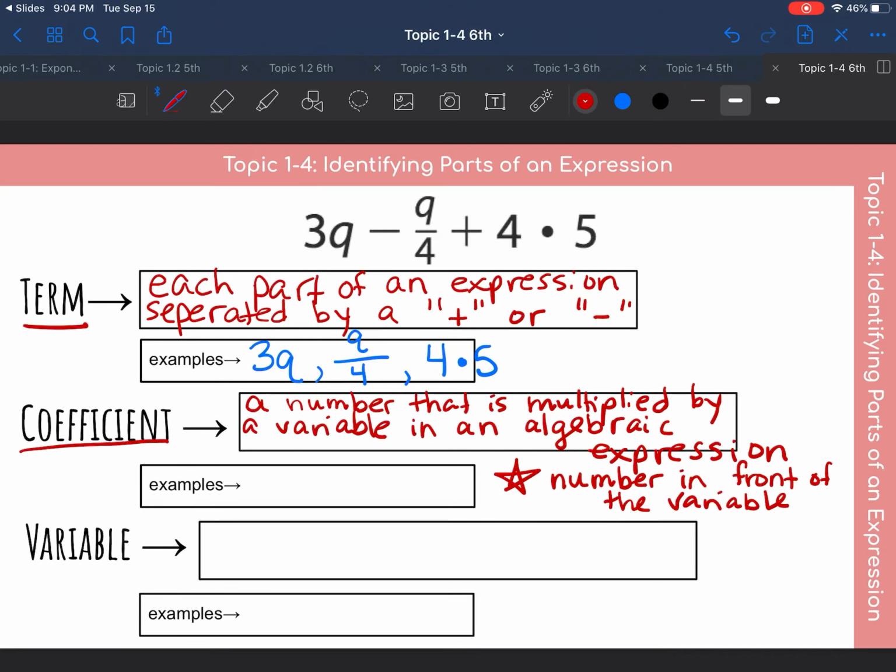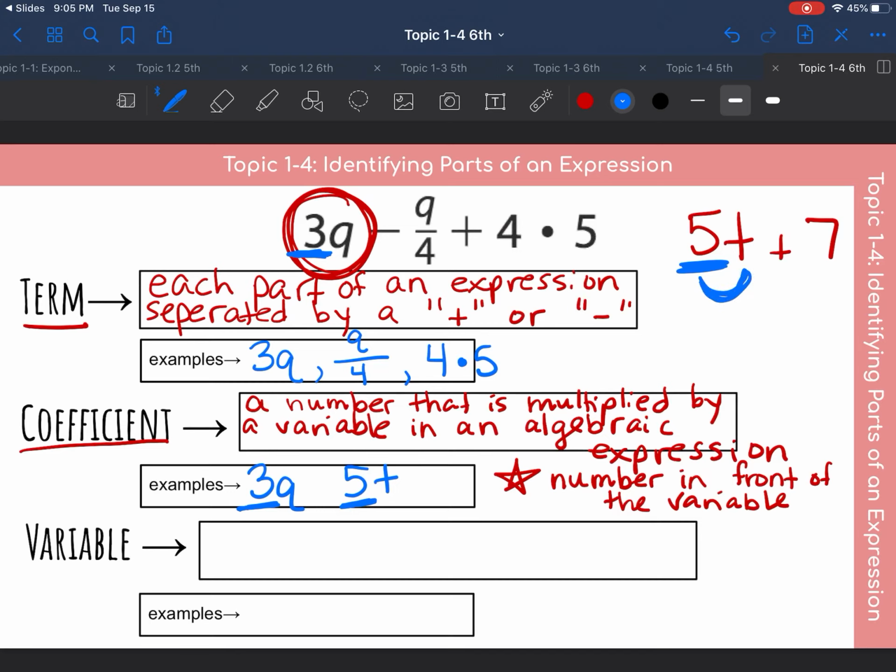Again, I'll read the definition. It's a number that is multiplied by a variable. So remember, we learned one way to show multiplication is for the variable and a number to be squished together. So you see that right here. 3 and q are squished together, okay? That stands for multiplication. And a coefficient is that number right here that's in front of the variable. So 3q is an example of a coefficient, this 3 right here, okay? If we had a number sentence that looked like this, 5t plus 7, this 5 right here is a coefficient, okay? So another example could be 5t with this 5 being a coefficient.